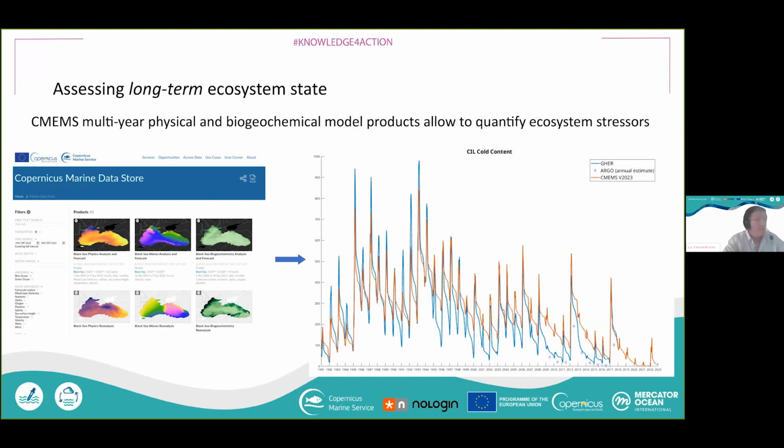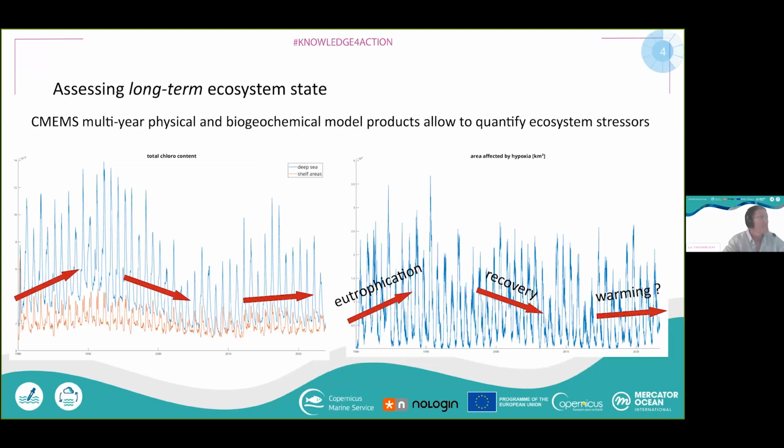Now going to the biogeochemical variables themselves, if we want to look at this eutrophication problem and its potential recovery, one way to do it is to look at the total chlorophyll content, exactly as was mentioned in the previous presentation. Chlorophyll is a very, very powerful indicator. Indeed, we can see that from the 80s, there was an increase in the total chlorophyll content in the sea. And then starting from the second half of the 90s, there's a decrease. So we can see that there's a little bit less chlorophyll. I forgot to mention that the blue curve is the chlorophyll in the deep sea, whereas the red one is the one close to the coast, on the shelves close to the coast.